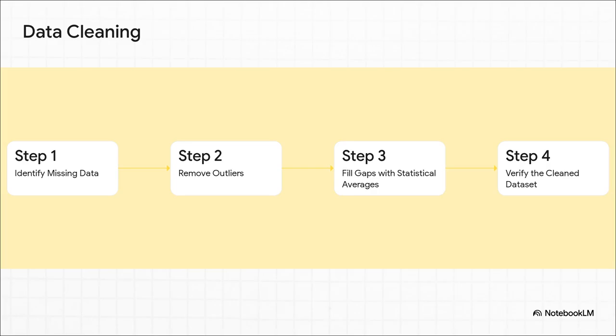So what's really important to get here is that this whole cleaning process is super systematic. There's a clear game plan. Step 1, you find all the missing stuff. Step 2, you hunt down and get rid of those wacky outliers we just talked about. Step 3, you have to intelligently fill in the gaps, usually with statistical averages. And then finally, step 4, you double and triple check everything to make sure the data is spotless.